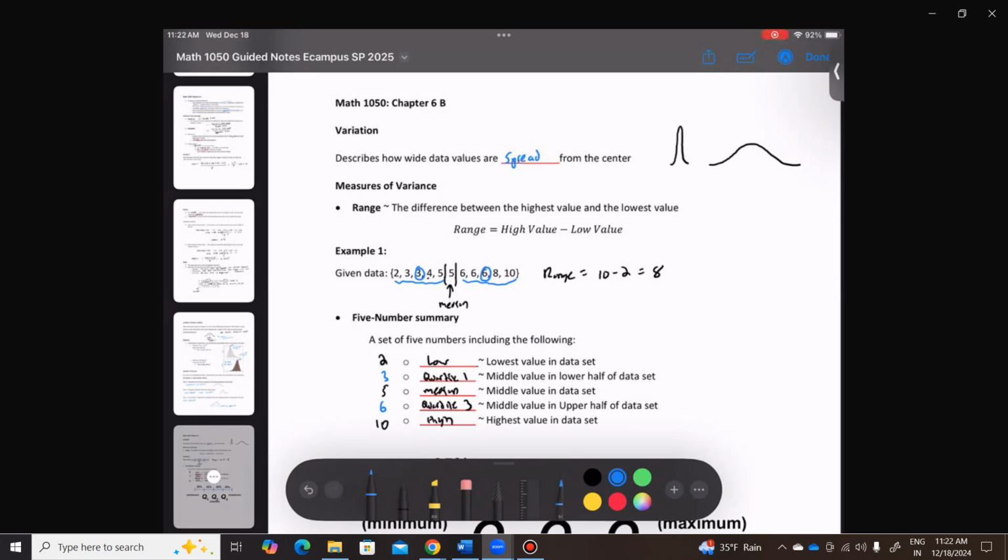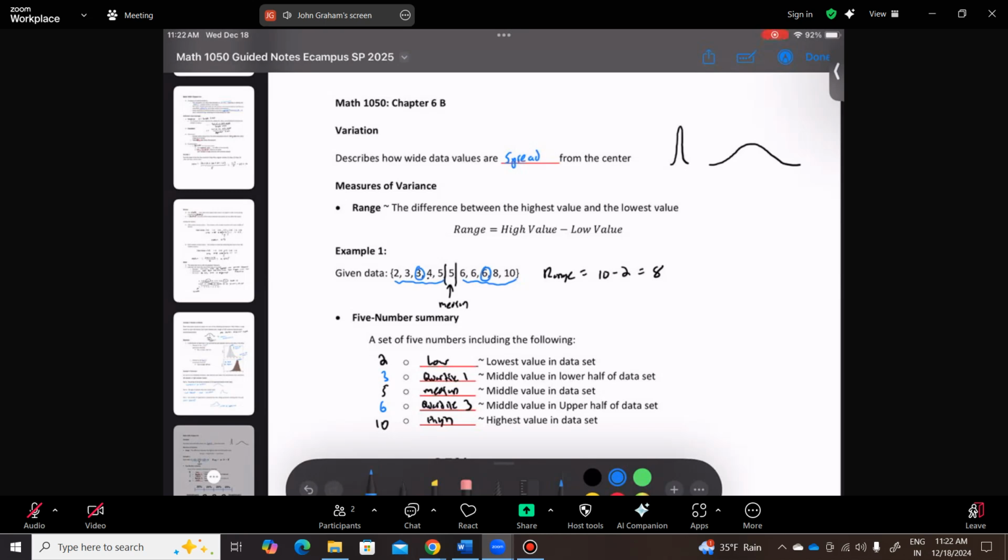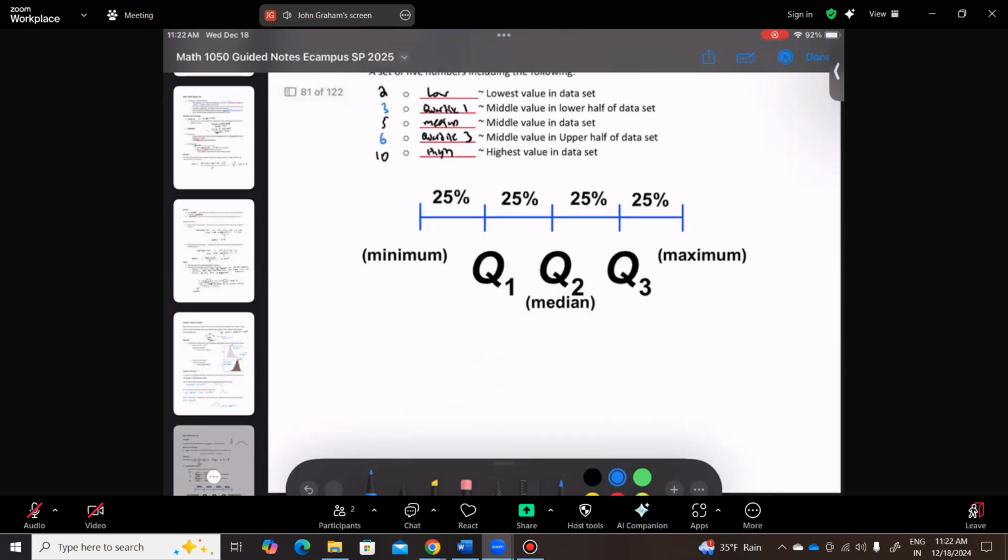And again, the way it is spread out is your low value is your minimum, your high value is your maximum. That's the 0% and 100%, and then it divides out into 4 regions, each 25% wide. Quartile 1 is right there at the 1/4 mark. Quartile 2, which is the median, is right there at 50%, and quartile 3 is your 75%.